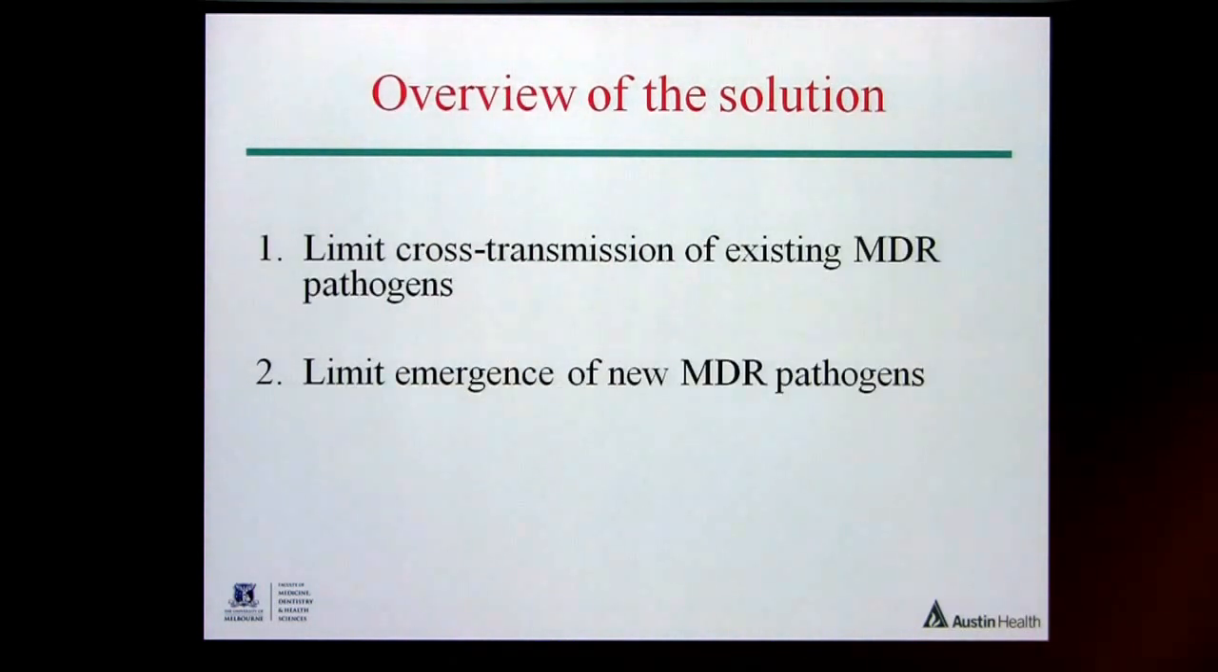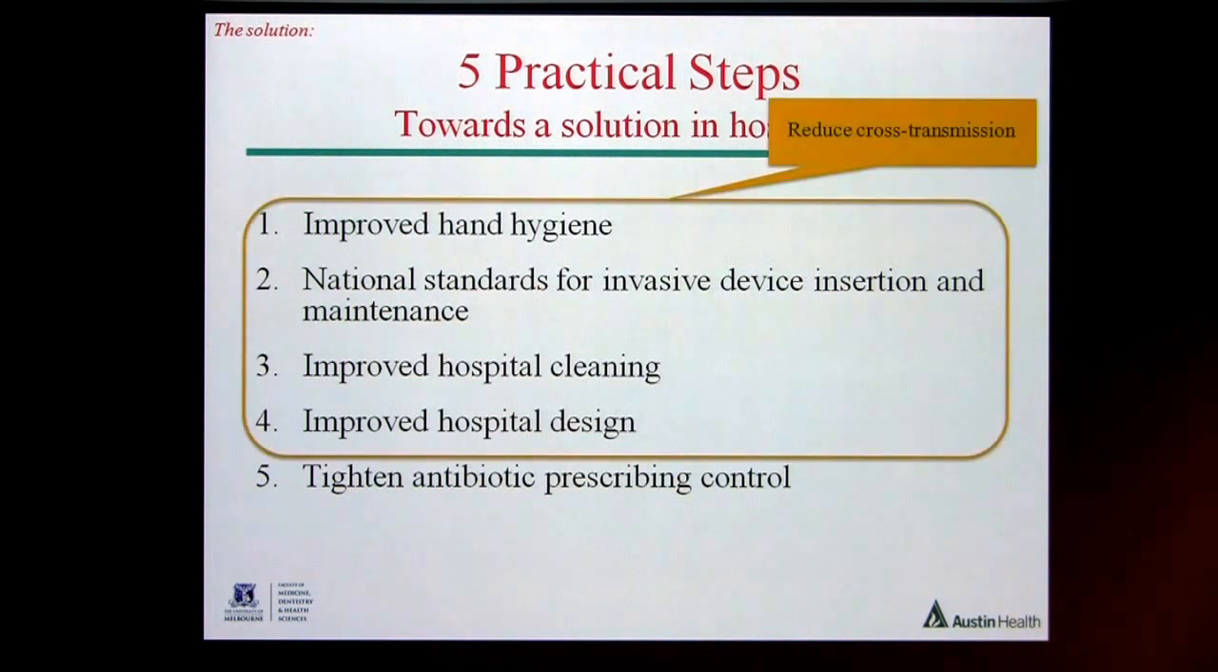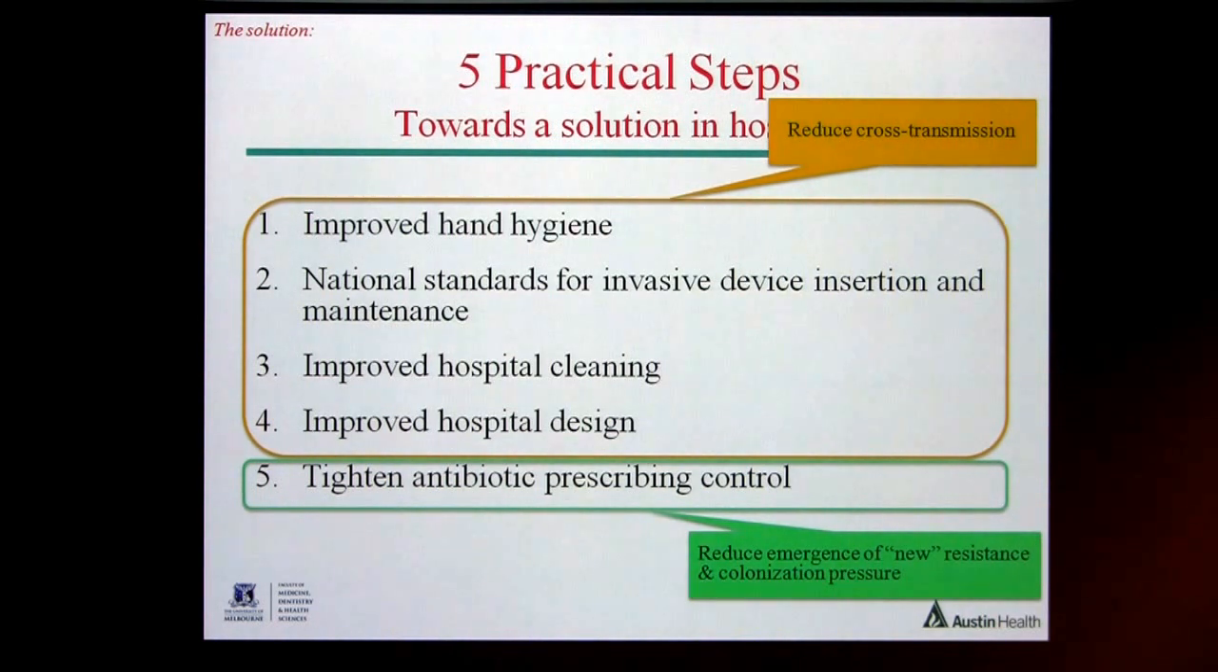So if you look at an overview of the solution, there are 2 ways you can catch bugs. You can either limit cross-transmission of existing multi-drug resistant pathogens, or you can limit the emergence of new pathogens, and we'll talk about both of those today. Now, this is from another talk, but these are my 5 practical steps to controlling things. The first of these is improved hand hygiene, development of national standards for invasive device insertion and maintenance, improved hospital cleaning and hospital design, and then tightening antibiotic control. Of course, the first 4 of those are about reducing cross-transmission, and it's only the last which is about reducing the emergence of new resistance and colonisation.